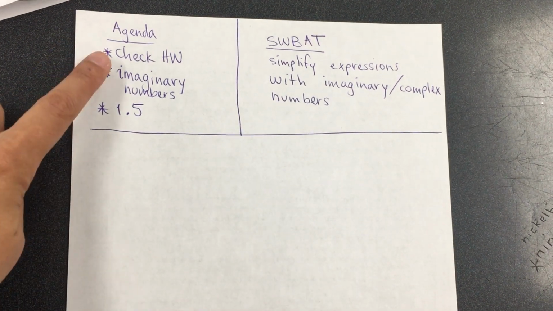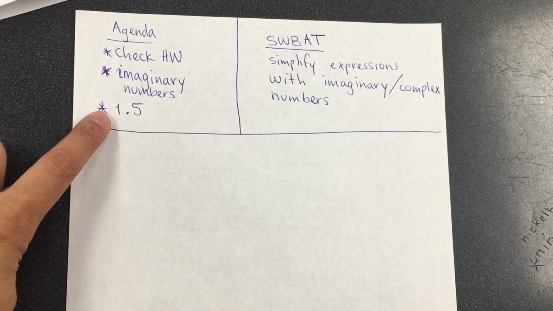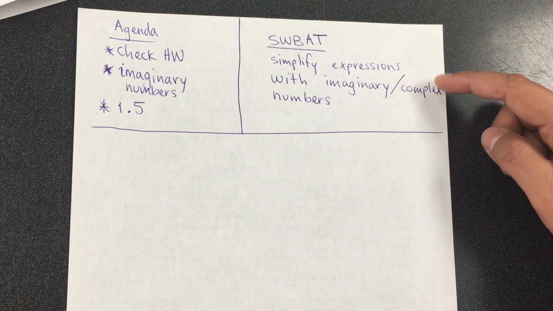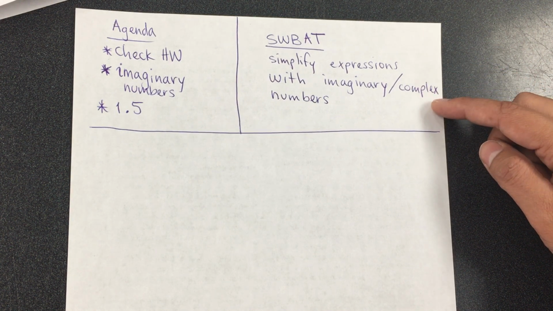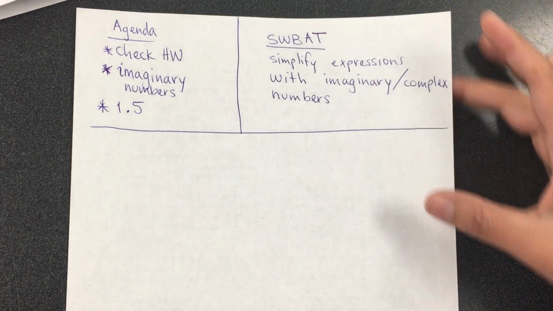Hello students, today's agenda is to check homework. We'll be going over imaginary numbers and you will be able to do 1.5. Today students will be able to simplify expressions with imaginary or complex numbers, and you will be able to identify also the conjugate.